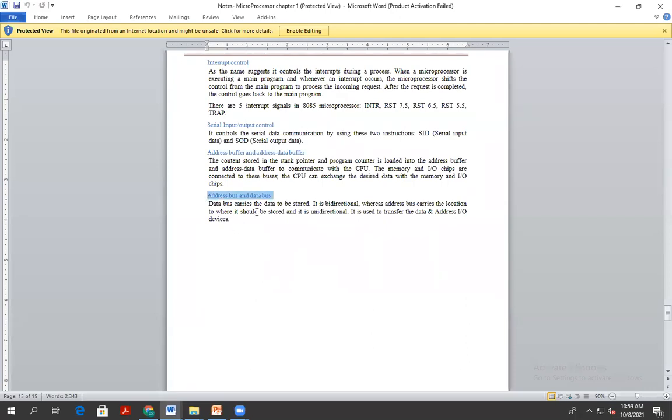At the last point, the data bus carries the data to be stored. It carries the data, and wherever the input is there, it will send it out through the address lines. It is bi-directional because sending and receiving happen at a single point of entry. Whereas the address bus carries the location where the data should be stored, and it is unidirectional. It is used to transfer the data and also to address input and output devices. So this is all about your architecture.